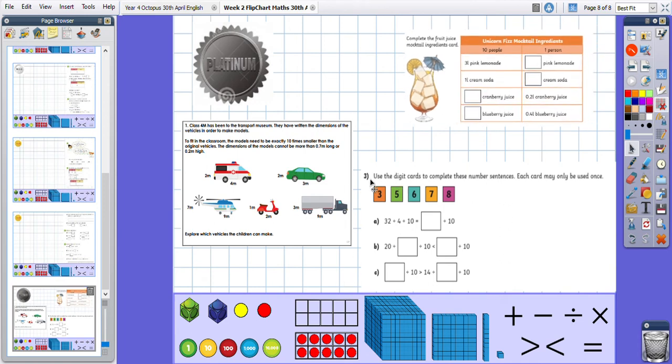So let's see if you can accept this last challenge on question 3 here, using the digit cards to complete the number sentences, making sure they all make sense using your greater than, less than and equal sign.